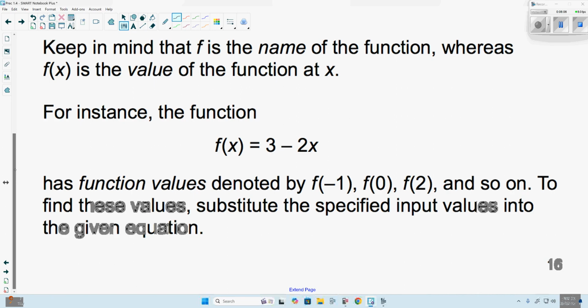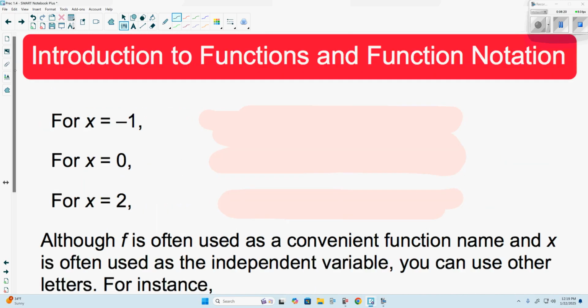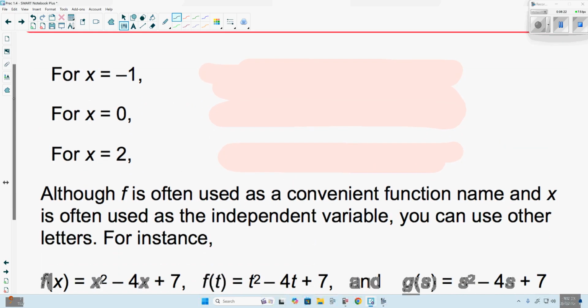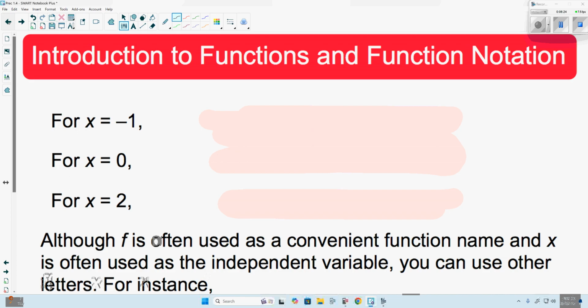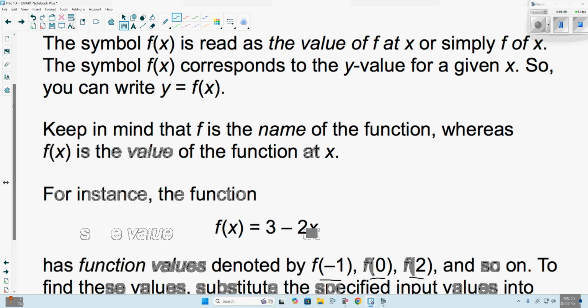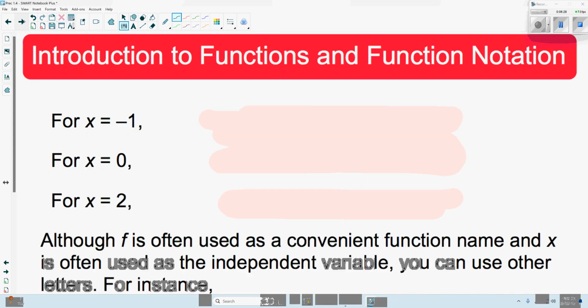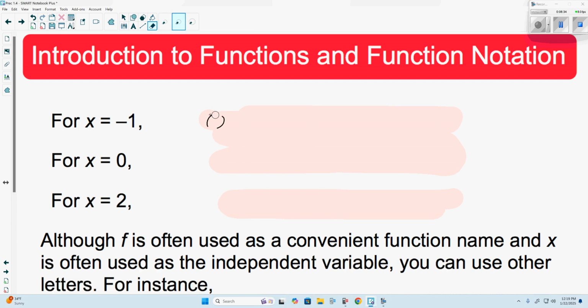Function notation. And we could denote values and solve for values by using this function notation, saying f of -1, f of 0, f of 2. We're plugging in those values back into the function. So for this here, 3 minus 2x. So if we said for f of -1, apparently I'm going to draw a circle.